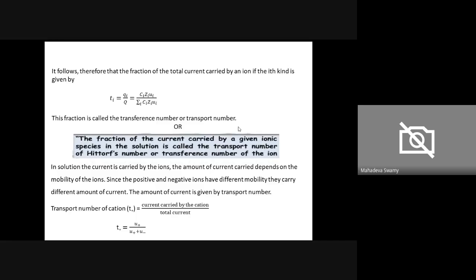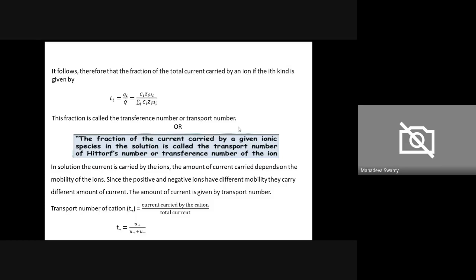No need to explain all the things. This is only for your understanding purpose, of what is present in the electrolyte. But we are going to explain this here. The fraction of the current carried by a given ionic species in the solution is called the transport number, Hittorf's number, or transference number of the ion. Okay, so this is the general definition of transport number or transference number. In solution, the current is carried by the ions.